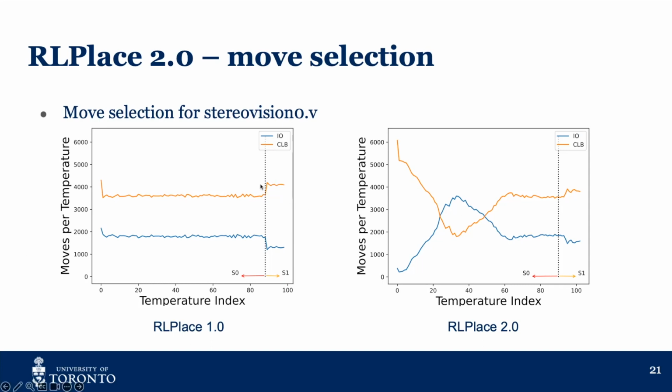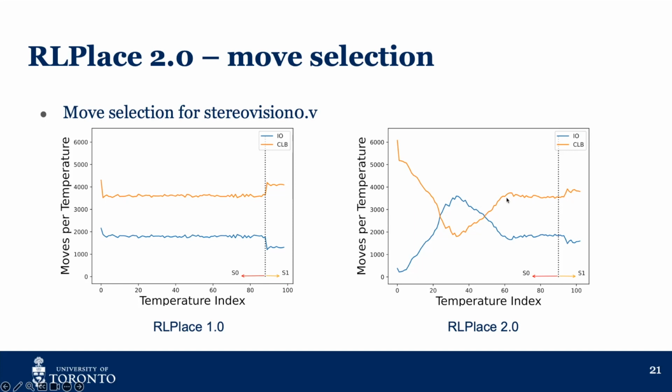And that's why the ratio is still constant inside the second state, but it's a bit different compared to the first state. However, in RLPlace 2, the agent isn't just learning which move type to use, but also the block type that should be moved in this state of the anneal. That's why we can see the percentage of moving IO blocks compared to moving CLB blocks is changing throughout the different annealing temperatures. So at some point, the agent figured out that moving IO is more beneficial right now, so let's focus more on moving IO blocks.